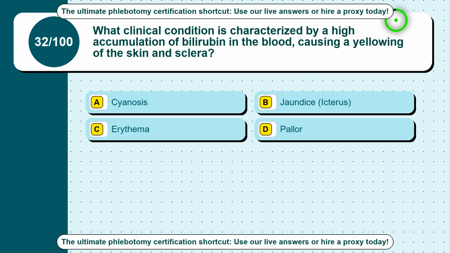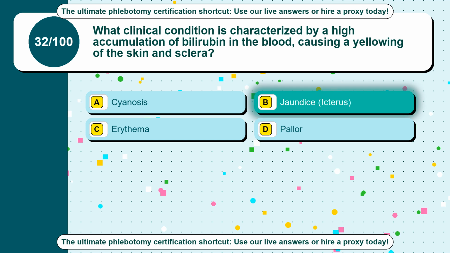Question 32. What clinical condition is characterized by a high accumulation of bilirubin in the blood, causing a yellowing of the skin and sclera? Option A, cyanosis. Option B, jaundice, icterus. Option C, erythema. Option D, pallor. The correct answer is option B, jaundice, icterus.